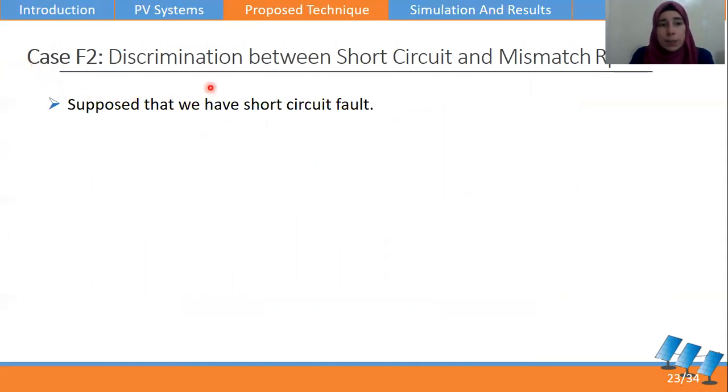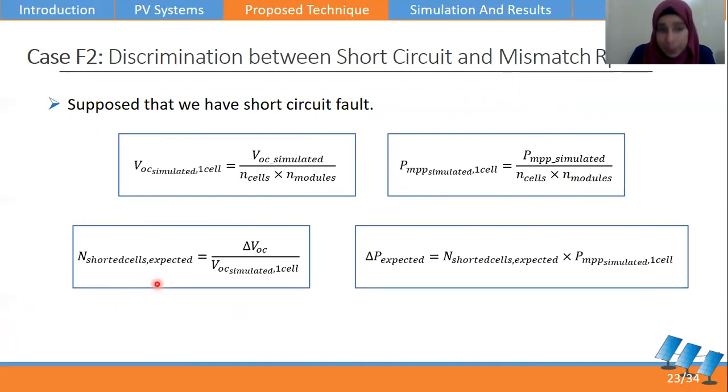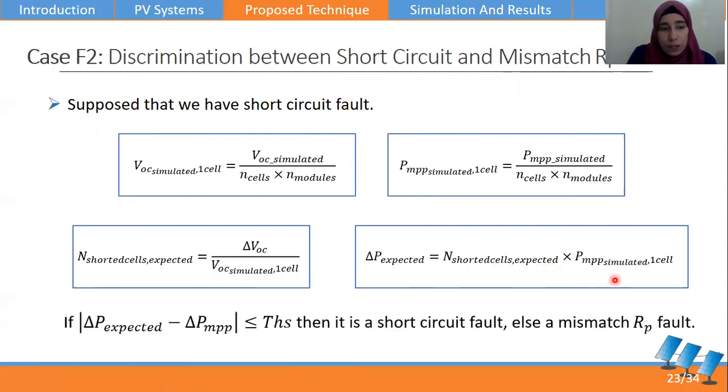Case F2, discrimination between short circuit and mismatch R parallel fault. Here we will suppose that we have a short circuit fault. Calculate VOC simulated of one cell and the power simulated of one cell, and then calculate the number of short cells expected, which is delta VOC over VOC simulated of one cell, and the delta P expected will be the number of short cells expected times the power simulated. If the difference between this expected power and the generated symptoms is small, then it's a short circuit fault, otherwise a mismatch R parallel fault.